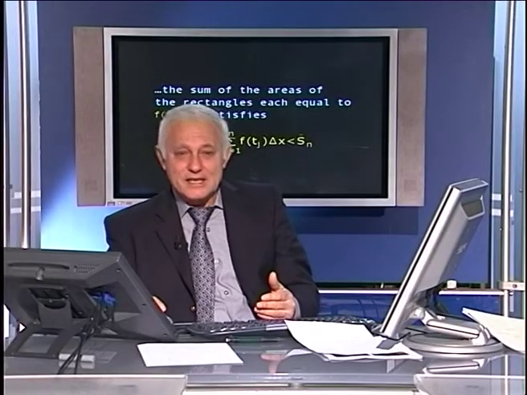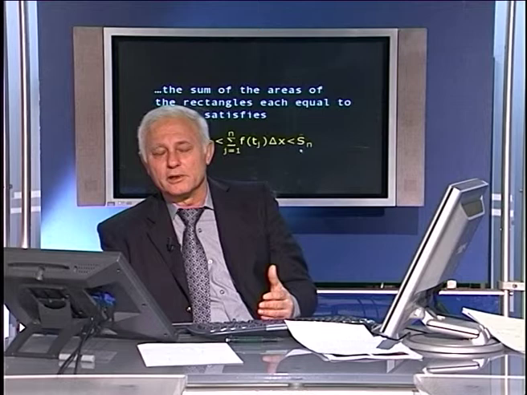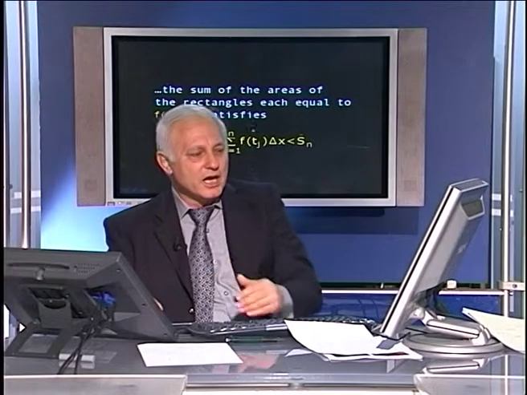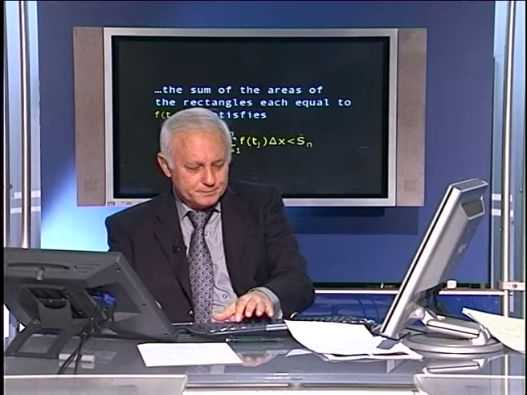Now you can realize directly that this is less than S upper, the area of the outer rectangles, and greater than S lower, the area of the inner rectangles. And again, since both of these sums tend to the same limit, we are safe, and your sum here tends to the same limit when n tends to infinity.